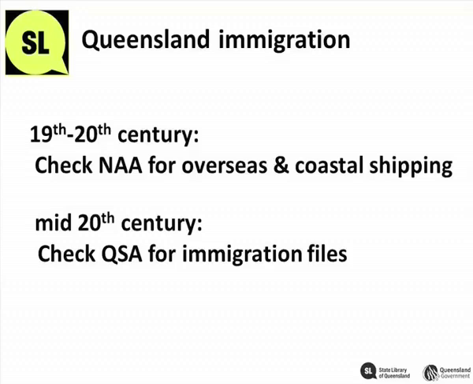Queensland immigration, and I realise this is just pulling together what Niles and Greg have told you. Check National Archives for overseas and coastal shipping. Does everyone know what I mean by coastal shipping? People moving up and down the coast. Those ships were sometimes like buses. And the mid-20th century, check QSA for immigration files. I think both Niles and Greg gave us a pretty good indication of how labyrinthine it can be going between the two.